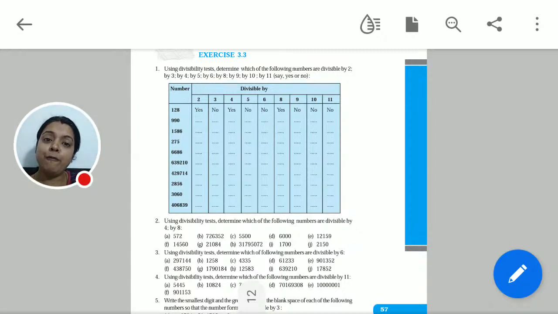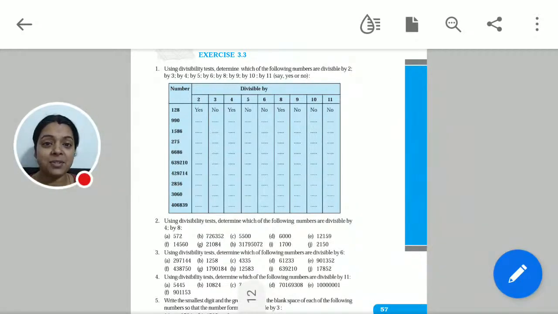Then comes 4, last 2 digits. Last 2 digits are 90. Is 90 divisible by 4? No, 90 is not divisible. So undoubtedly we'll mention no. If the last 2 digits are not divisible, it will not be divisible at all. 5: the rule of 5 says 0 or 5 at the last. Is it? Yes, undoubtedly.